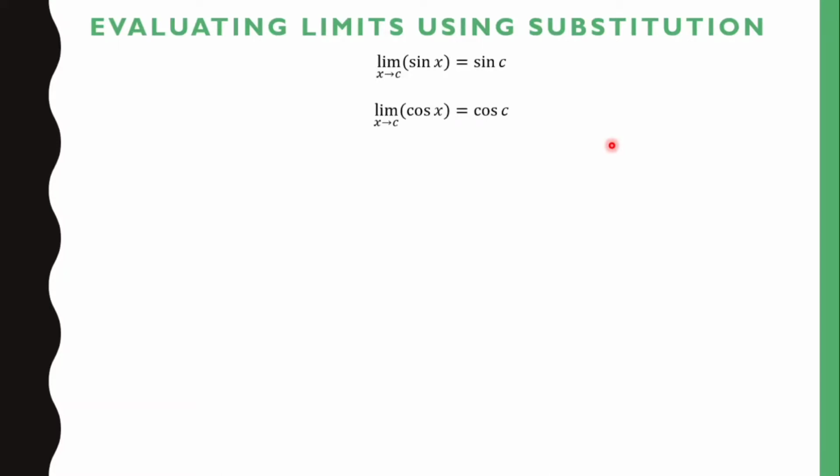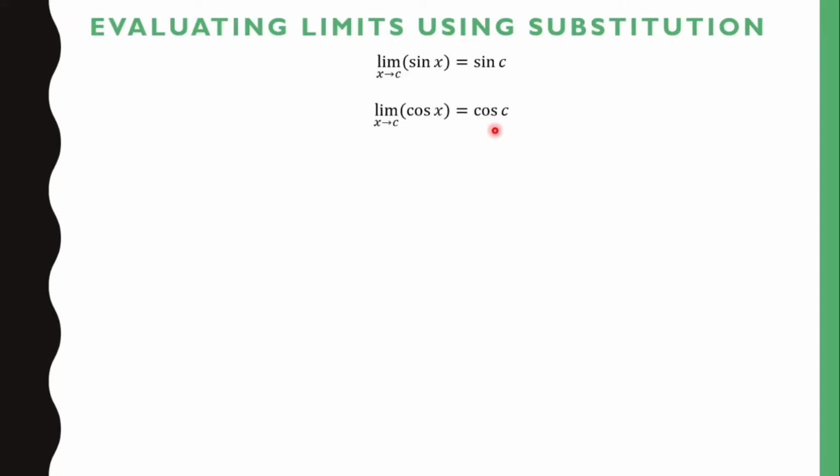Because y equals sine x and y equals cosine x are continuous functions, which means they are defined for any real number x, then the limit as x approaches a certain number may be evaluated using direct substitution. In symbols, we have the limit of sine x as x approaches c is equal to sine c, and the limit of cosine x as x approaches c is equal to cosine c.